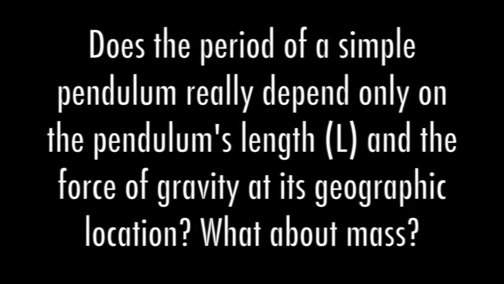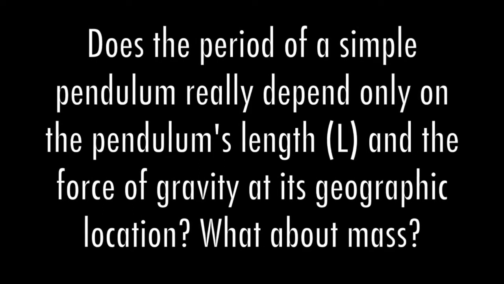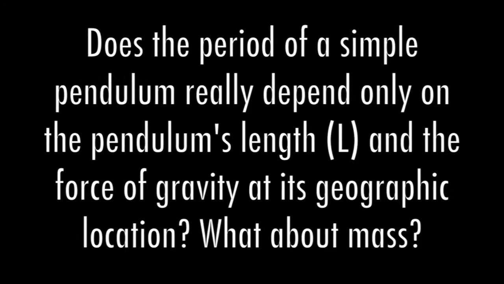This learning object is going to explore what I like to call the not-so-simple simple pendulum. After reading 13.6 in the text, I couldn't believe that the period of a simple pendulum was calculated based on the pendulum's length and the force of gravity acting on the bob. What about the bob's mass? Shouldn't that be taken into account too?